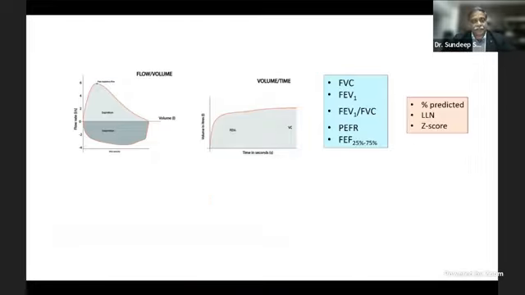We are all well versed with spirometry, and the spirometry report gives you these two graphs, the flow volume loop and the volume time graph, and the 4 parameters, the 2 volumes, the 2 flows, and the ratio between the 2 volumes. The way we interpret spirometry is based on the percentage predicted values or the lower limit of normal, and more recently the Z scores have been used.